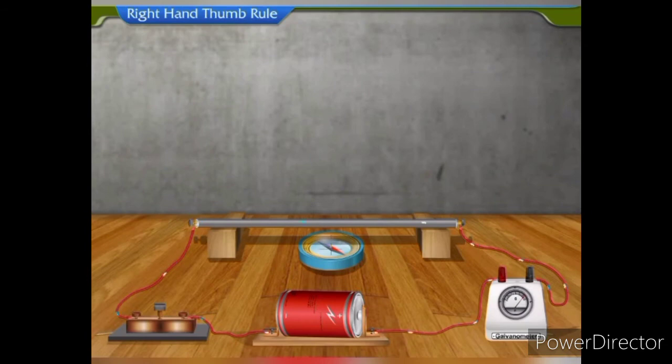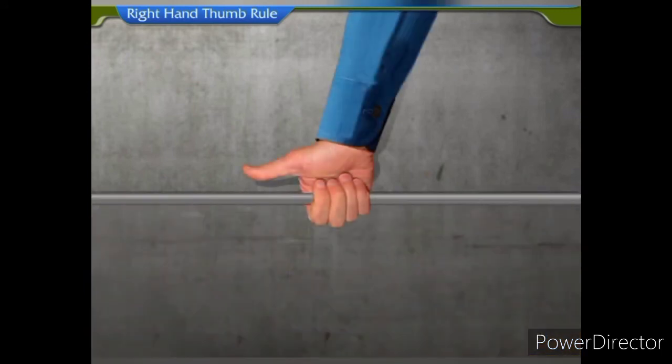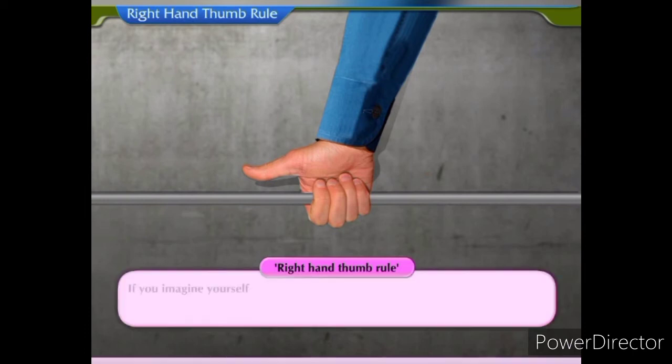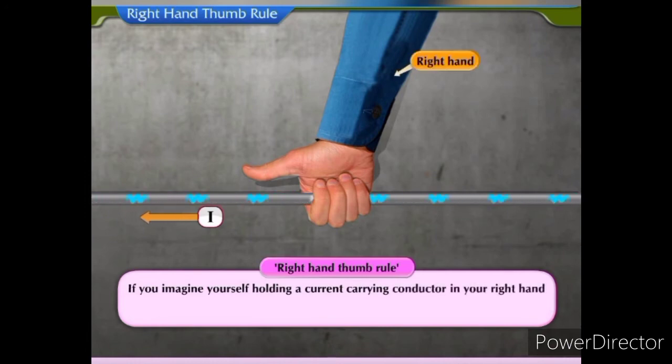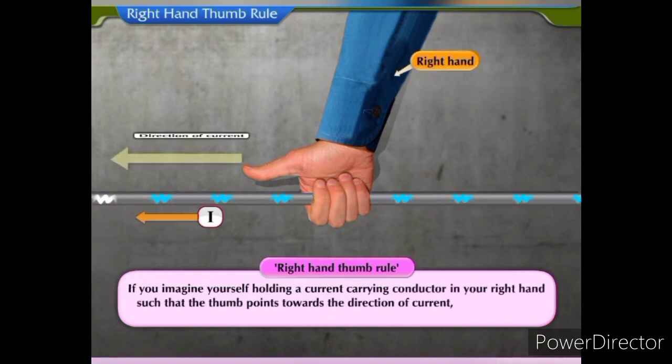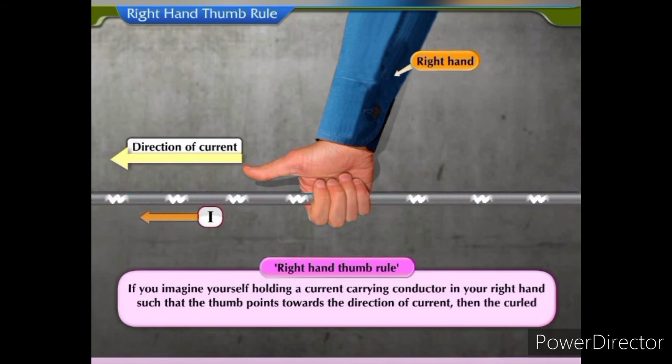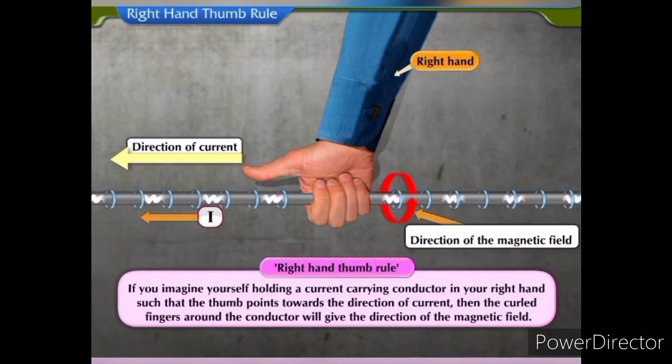It is observed that reversing the direction of the current reverses the direction of deflection of the compass needle. The direction of the magnetic field is given by the right-hand thumb rule. This rule states that if you imagine yourself holding a current-carrying conductor in your right hand, such that the thumb points towards the direction of the current, then the curled fingers around the conductor will give the direction of the magnetic field.